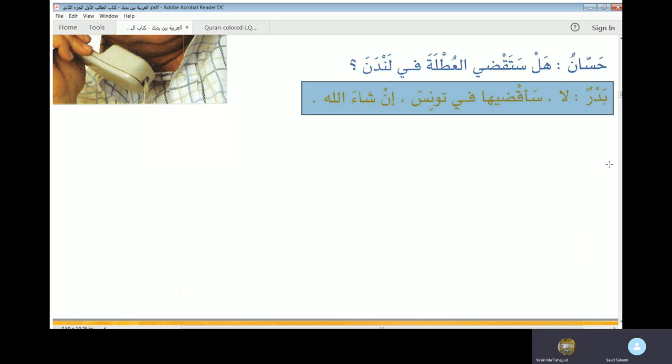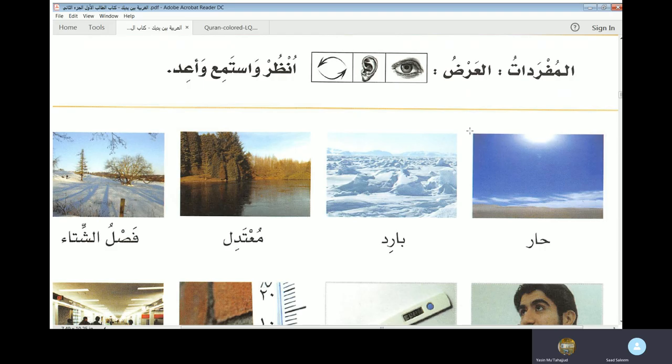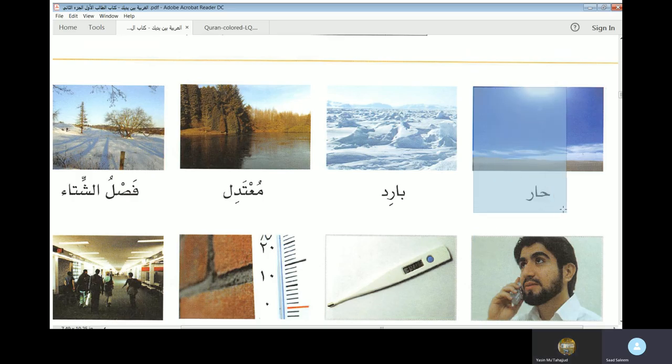La, sa-aqdiha fi Tunisa. Yes. Is that a country? Yes, it is the name of a country. Okay. Fi Tunisa, inshallah. So no, I will stay in Tunis, inshallah. Is Tunis in the African continent? I think it is called Tunisia in English. It is in North Africa. And as far as I remember, in the last century the French army killed a large number of people in that country, but I'm not sure whether it was Tunisia or some other North African country. I need to check history.